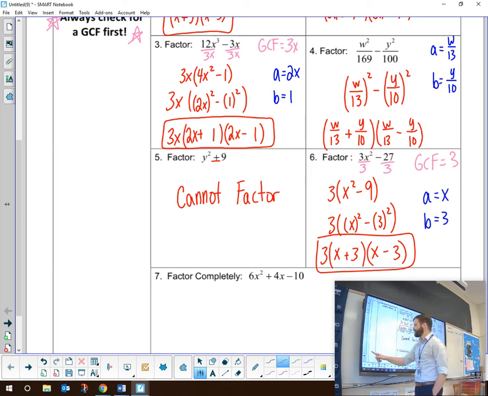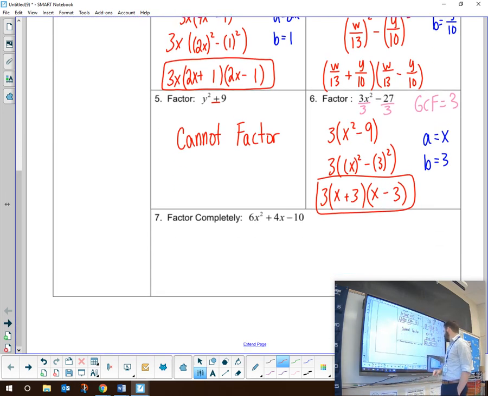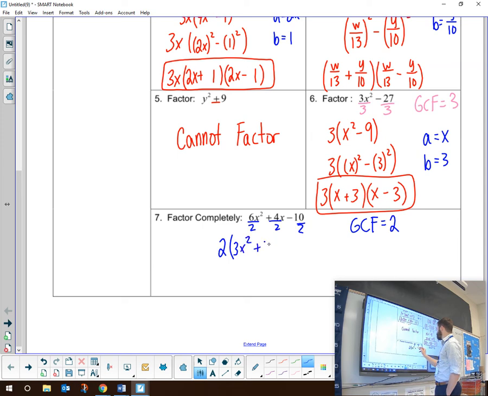All right, very last one, number 7. Number 7, I have 6x squared plus 4x minus 10. Wait a second, this one isn't a difference of squares. This is one like what we did yesterday. So let's do it like we did yesterday. It's a trinomial. So let's first look for a GCF. And my GCF is going to be 2. So we're going to divide each one of these by 2. So we can go 2 times 3x squared plus 2x minus 5.